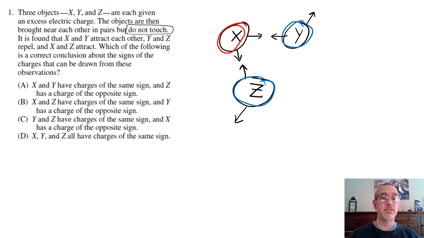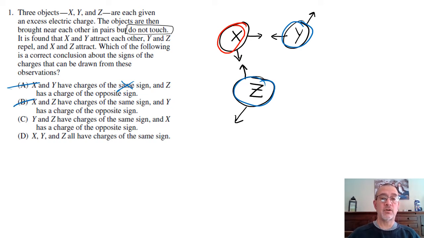So now let's look at the options. X and Y have charges of the same sign. Nope, that's not going to be correct because we know that X and Y are different. So we can get rid of option A. X and Z have charges of the same sign. Nope, we already determined that those are going to be opposite, so that's not going to be correct.